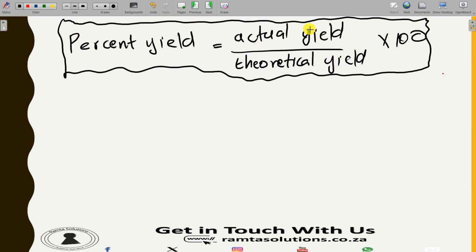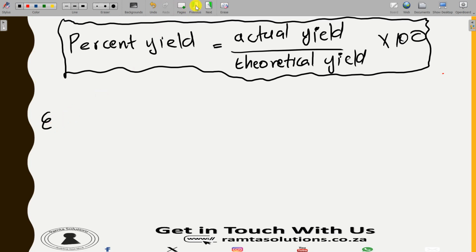Remember, the actual yield is the one that you get from the experiment or from the actual chemical process that's running. And the theoretical yield is the one that you get from stoichiometry. I repeat, theoretical is the one that you get from stoichiometric calculations. Okay, perfect. Now let's try an example.